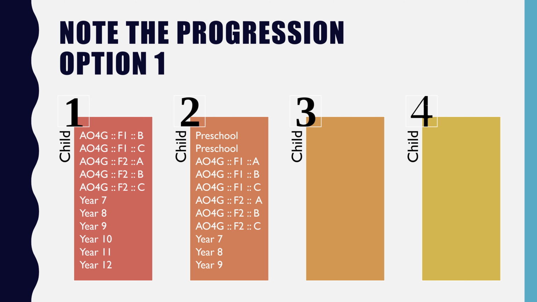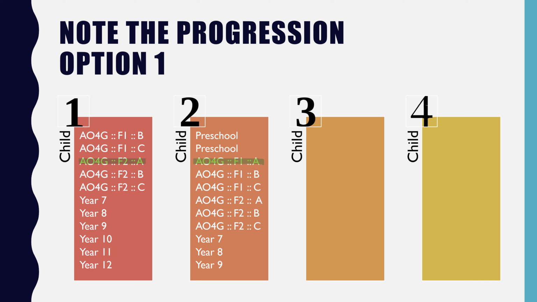Child number 2 then would do preschool. Now notice they don't ever match up here, right? AO for groups Form 2A, AO for groups Form 1A, right? They just don't ever match up because they are that far apart in age or grade level, right?